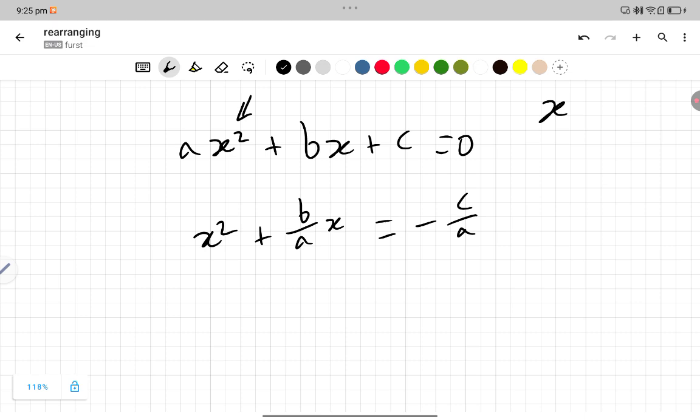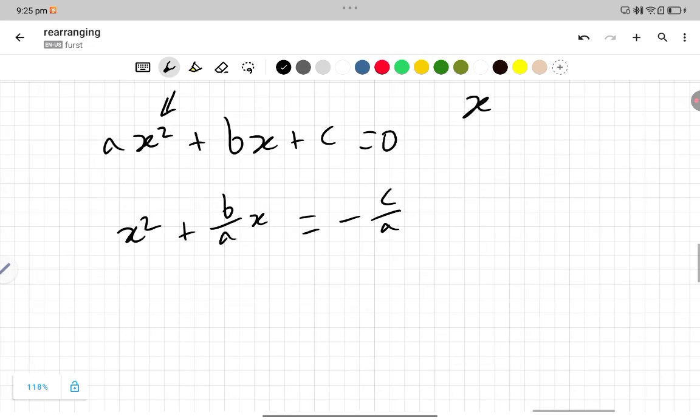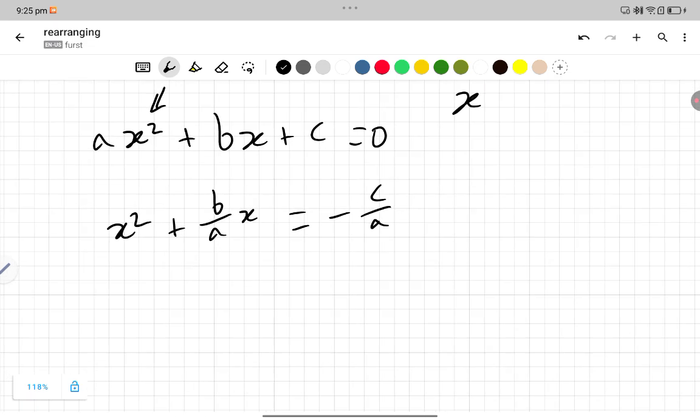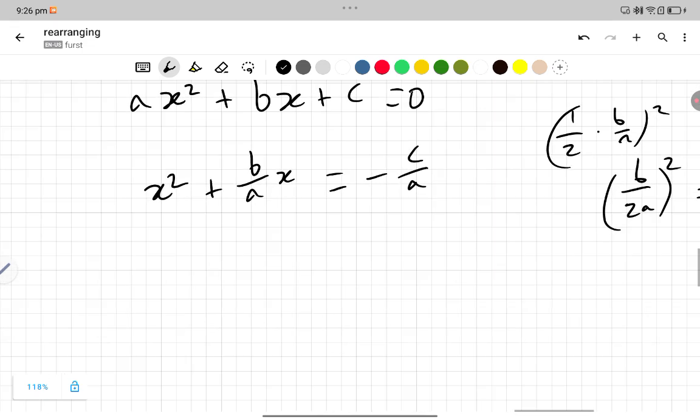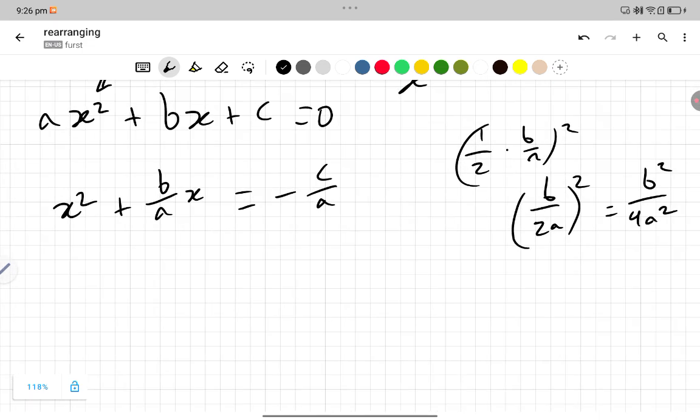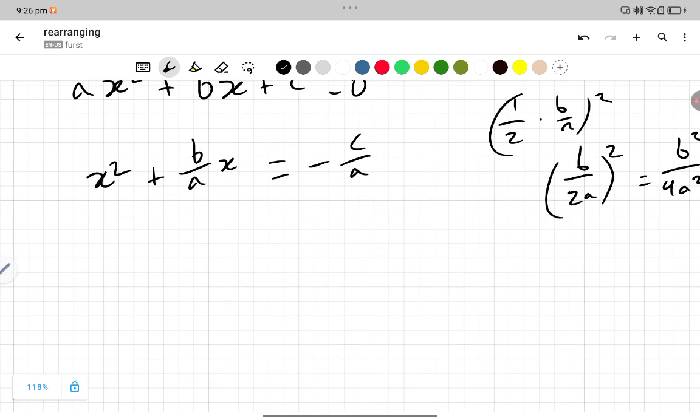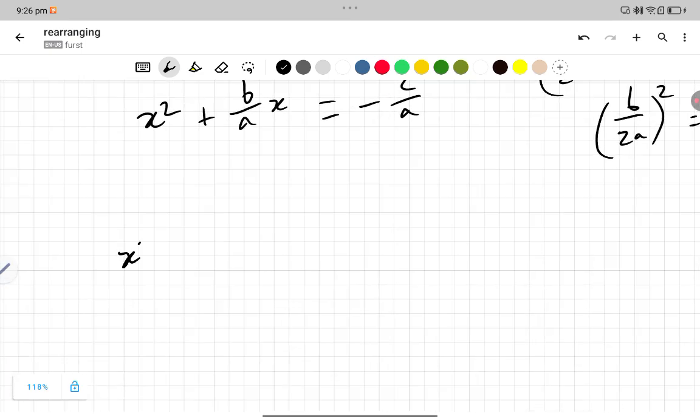Okay, now there's a certain thing I want to get. This term is half of b over a, squared. What's half of b over a? It's 1 over 2 times b over a, or b over 2a. So it's b over 2a, squared, which equals b squared over 4a squared. Okay, we have this term. I want to add this term to both sides. And why can I do that? Whatever I do to one side, I can do to the other side. So it becomes x squared plus b over a x.